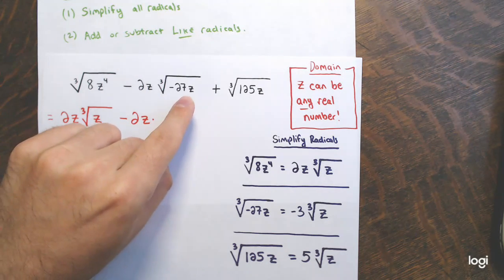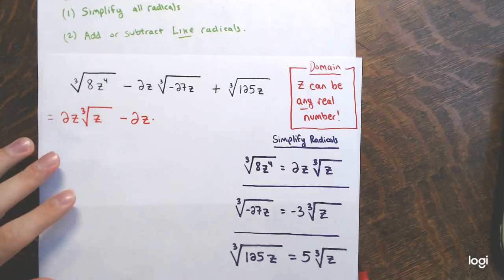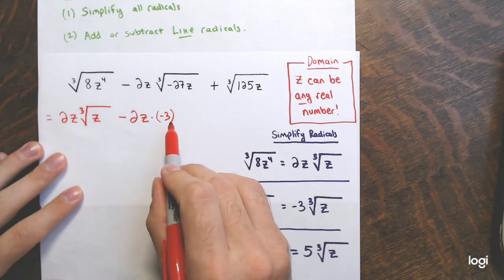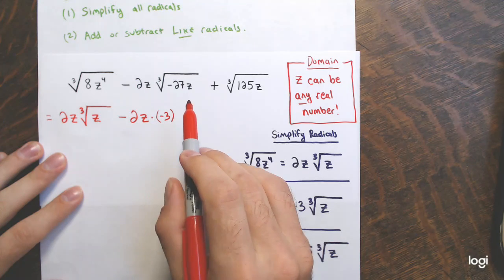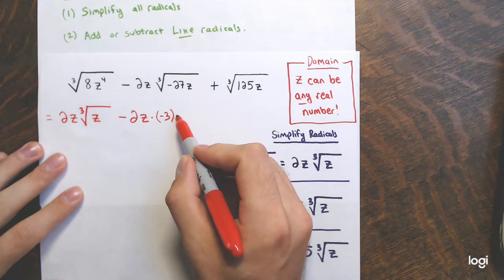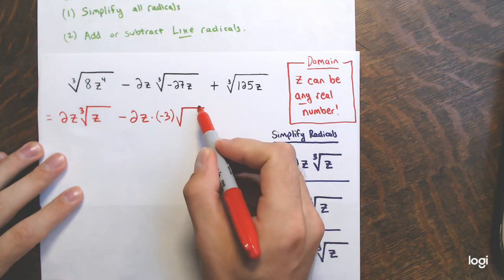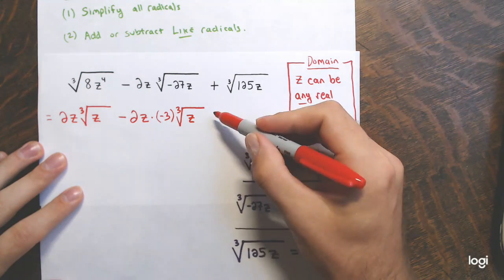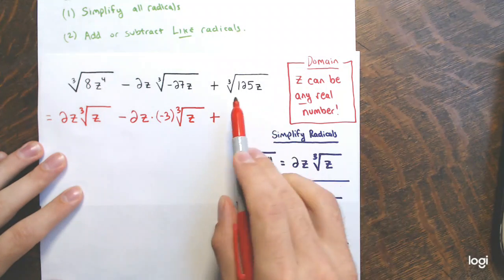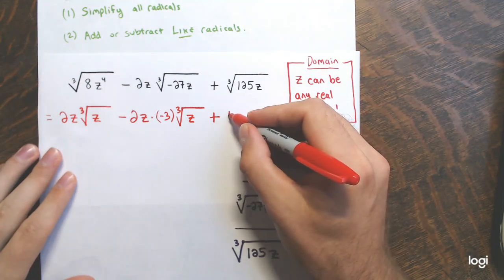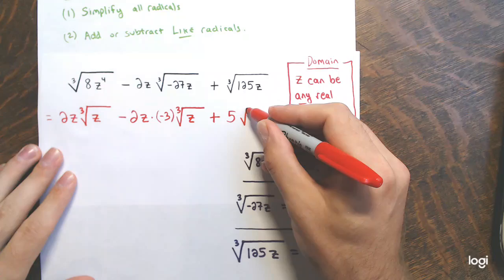And again, I'm replacing this radical with its equivalent. There was negative 3. And again, usually negative factors I'll put in parentheses just to make it look cleaner. But remember, I'm replacing this cube root of negative 27z with negative 3 times the cube root of z. Wonderful. Then plus, and then this last term, the cube root of 125z, that was 5 times the cube root of z.